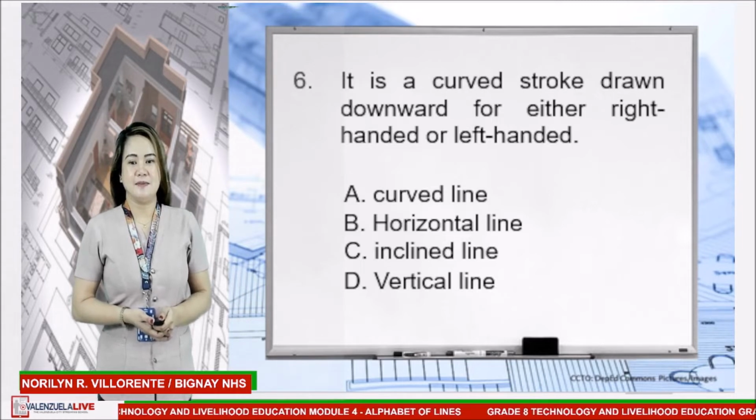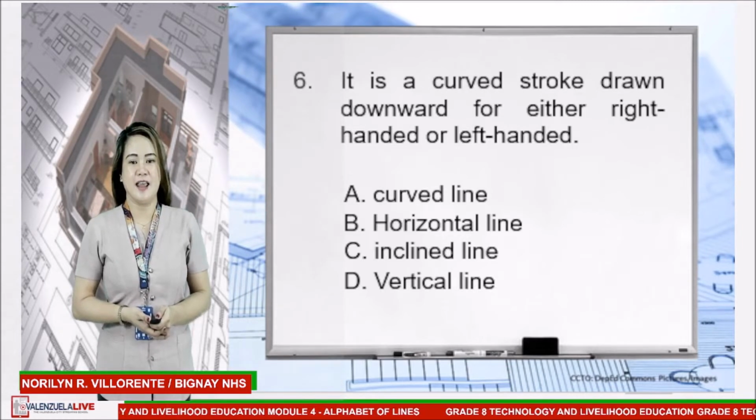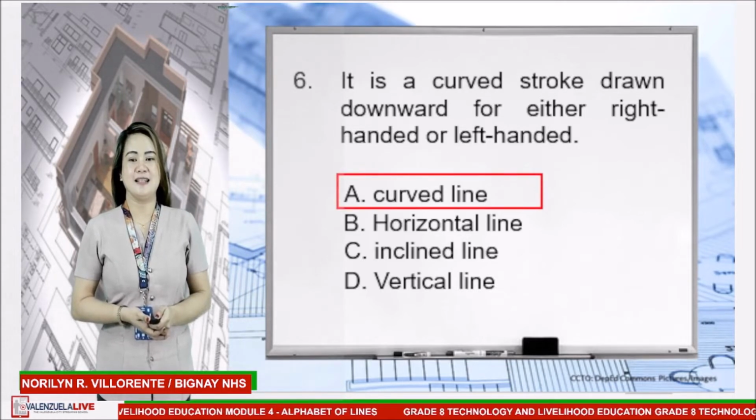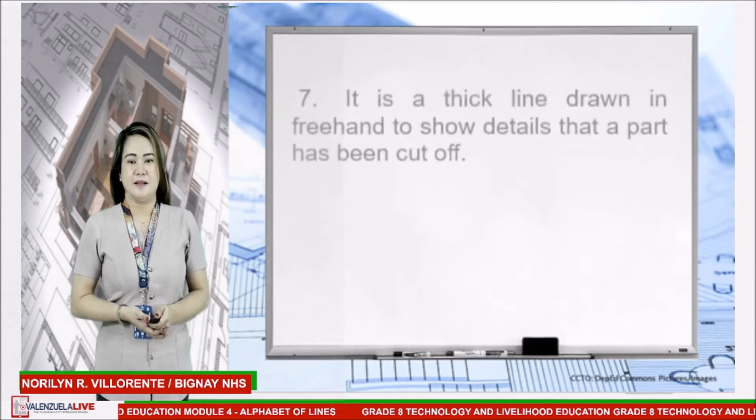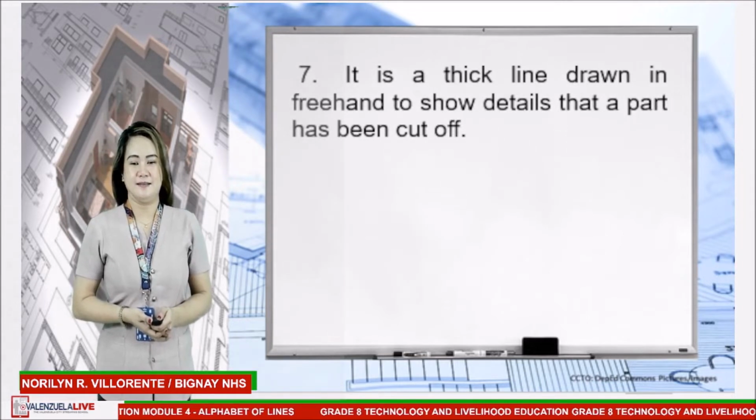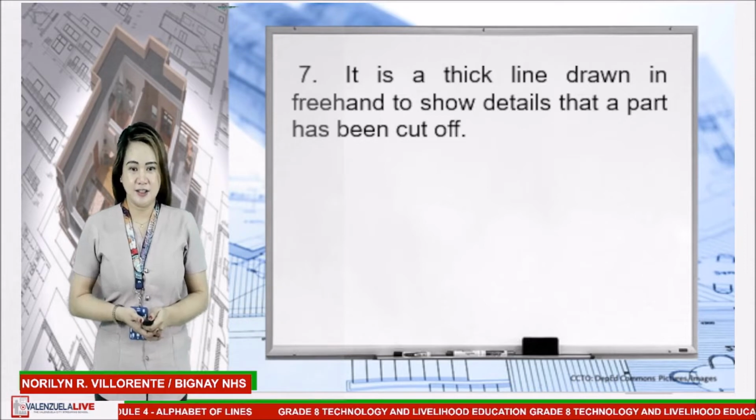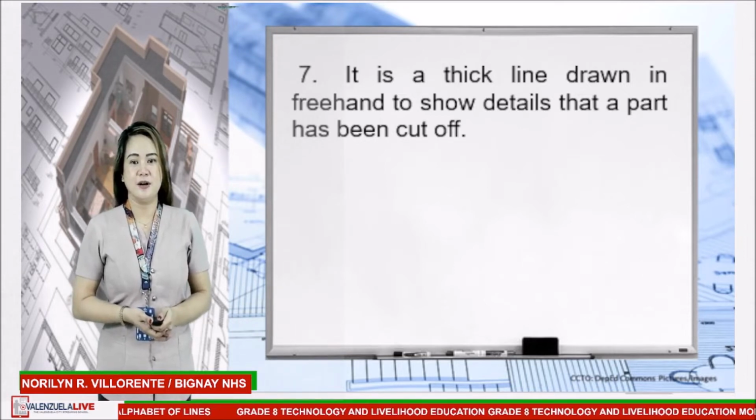Time is up. The correct answer is letter A, curved line. Excellent. Number 7. It is a thick line drawn in freehand to show details that a part has been cut off.